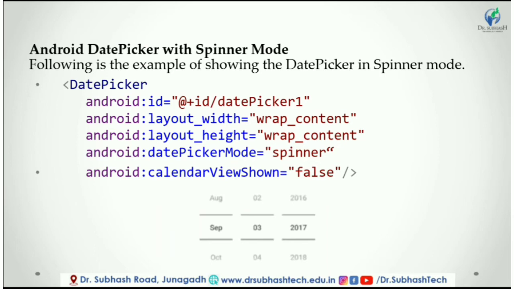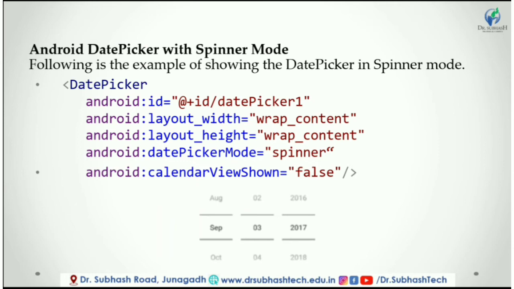Second is Android date picker with spinner mode. If you want to show the date picker in spinner format, like showing day, month and year separately to select the date, then by using the android:datePickerMode attribute we can achieve this. Following is the example of showing the date picker in spinner mode. The above code snippets produce the date picker in Android as shown below. If you observe the above result, we got the date picker in spinner mode to select the date.